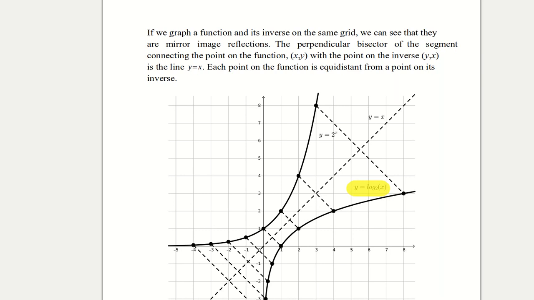And of course, each of these points, that's a mirror image across the main diagonal there, is also found by swapping x and y. So the point (x, y) on one of these has a mirror image on the other with the point (y, x). That completes Chapter 10.